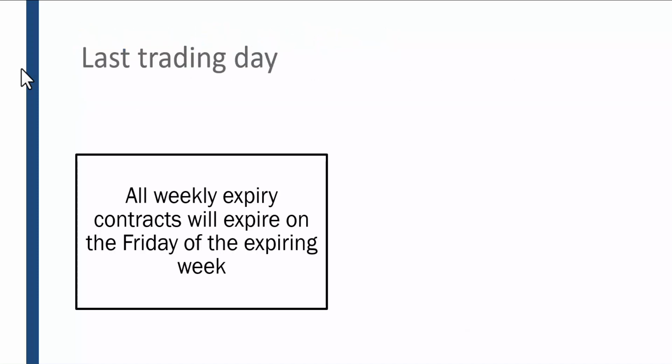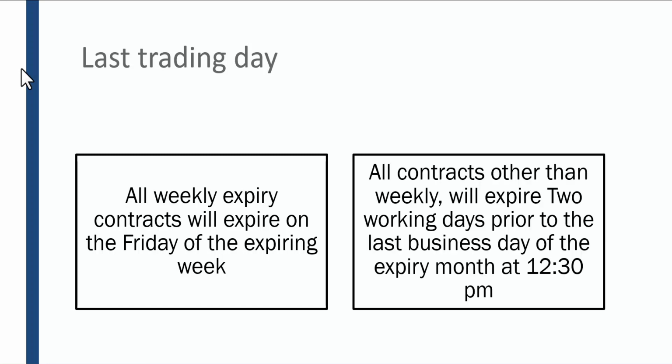Now, the last trading day. All weekly expiry contracts will expire on the Friday of the expiry week. All contracts other than weekly will expire 2 working days prior to the last business day of the expiry month. We'll focus more on a monthly contract rather than a weekly one in our example. So they close 2 days prior to the month end. Suppose it is a 30th month end, then on the 28th they will expire, at 12:30 p.m.